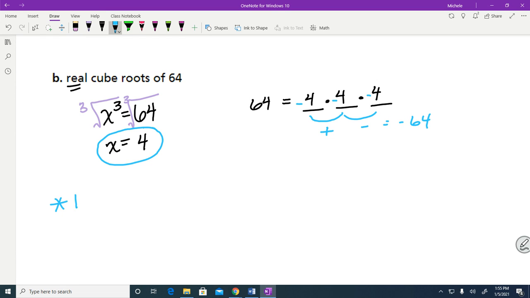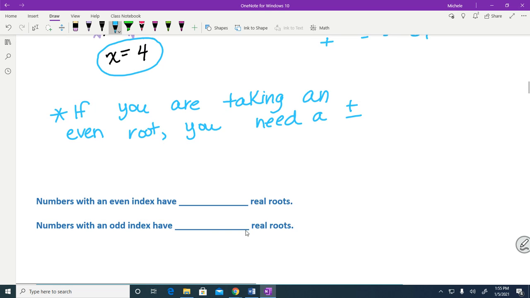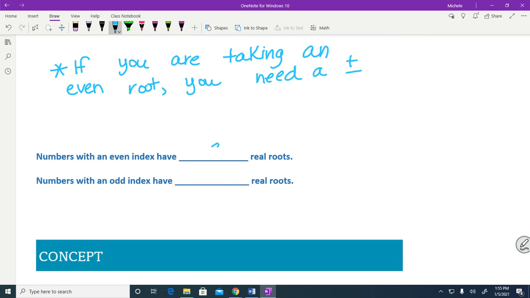So here's what you need to remember. If you are taking an even root, what you'll need to do is write a plus or minus. Because even roots have 2 real roots, odd roots have 1 real root. So you need a plus or minus. Numbers with even index have 2 real roots. Numbers with odd index have 1 real root. So you'll need the plus or minus for the even index and just whatever number you get for the odd.